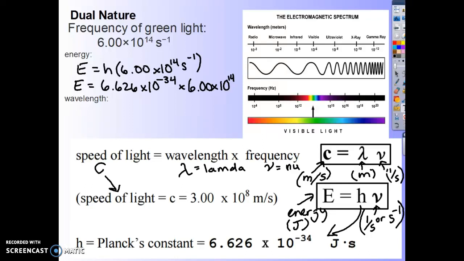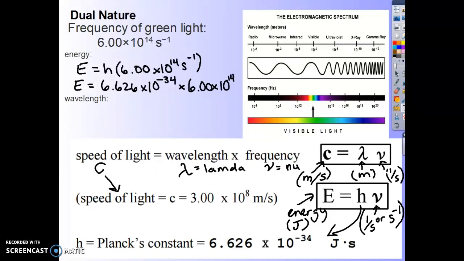Alright, so where we left off was we found the frequency of the green light given to us in the question and where to plug it into the equation. So we're using the energy equation, and that's because the question is asking us first to find the energy using the frequency. So we plugged in frequency, which is 6 times 10 to the 14, and then we plugged in our constant, which is h, 6.626 times 10 to the negative 34th.